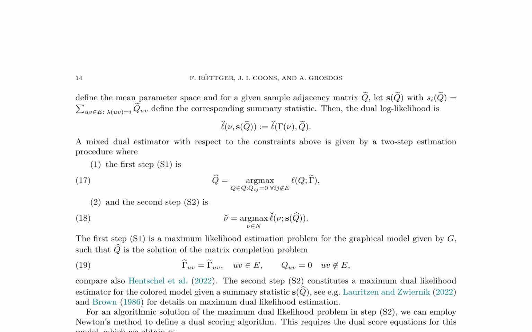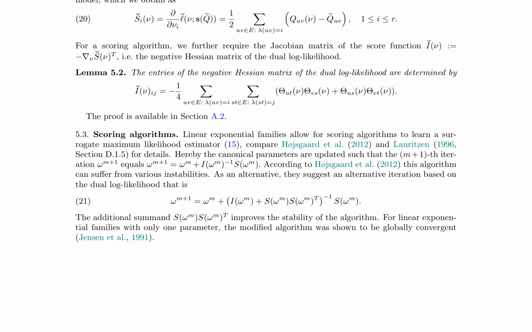To obtain the Jacobian matrix of the score function, necessary for the scoring algorithm, the negative Hessian matrix of the dual log likelihood, chi, nu, must be calculated. This matrix has entries determined by chi, nu, ij equals 1/4, sigma, UV in E, Lambda, UV, equals I, sigma, street in East, Lambda, street, equals j, theta ut, nu, theta vs, nu, plus theta s, nu, theta vt, nu.